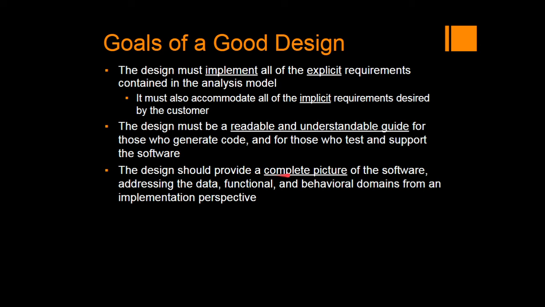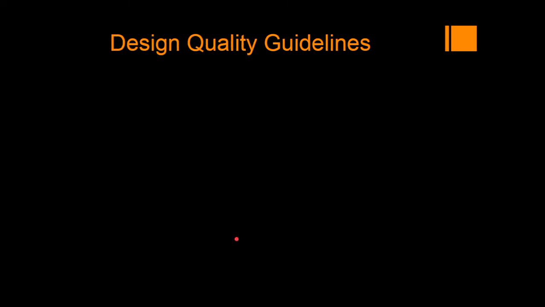The design should provide the complete picture of the software, addressing the data, functional and the behavioral domains from an implementation perspective. So if you are going to implement the product, if you are going to run the product in the customer environment, how it should be, that is the complete picture of the given software. That is the quality of a good design. So it should be both in the view of data, functional as well as the behavior. That means actually data is how the data will be getting, how it will be output, how it will be formatted, everything, and how it is going to work out as the functional, and how it is going to behave based upon the environment. That is called as the behavioral domains.